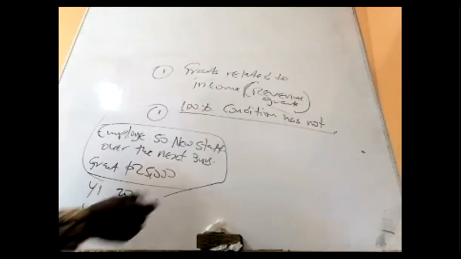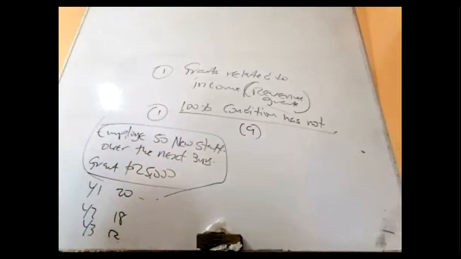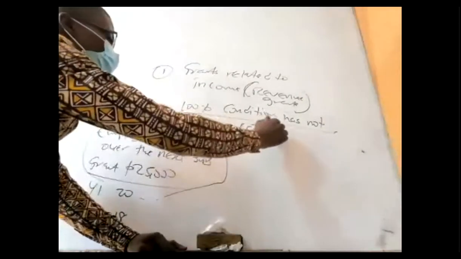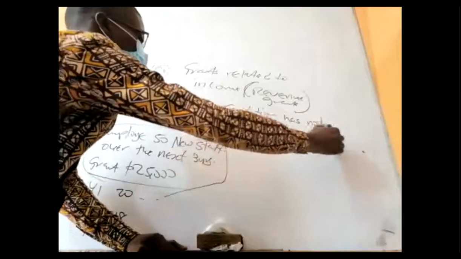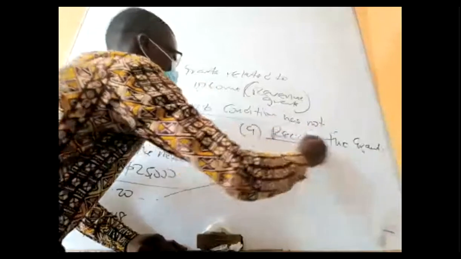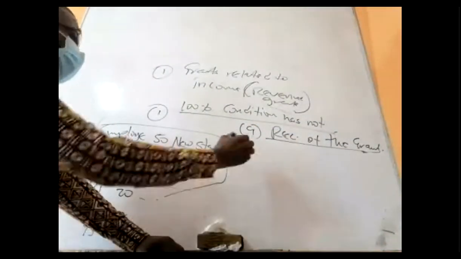Number 1, the first treatment. At the inception of the grant, meaning the first day they give you the money, so on the receipt of the grant, none of the conditions is fulfilled yet. So 2 treatments.